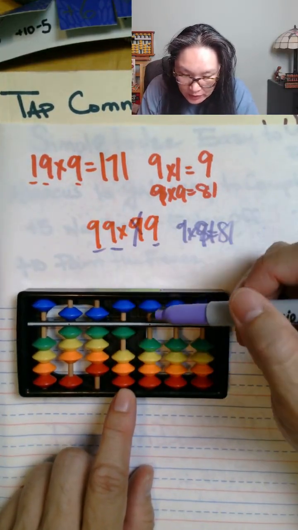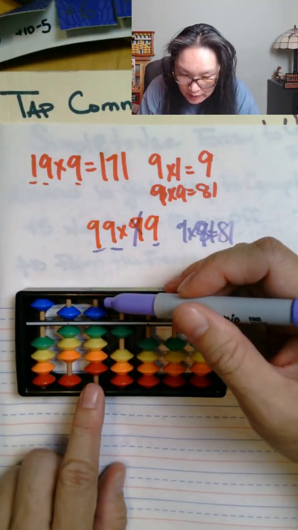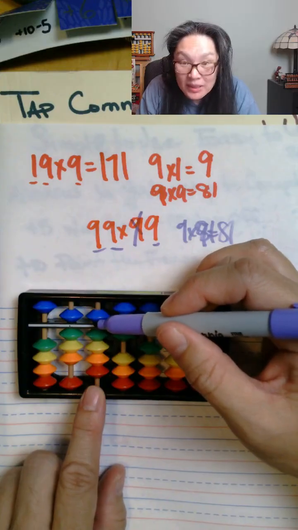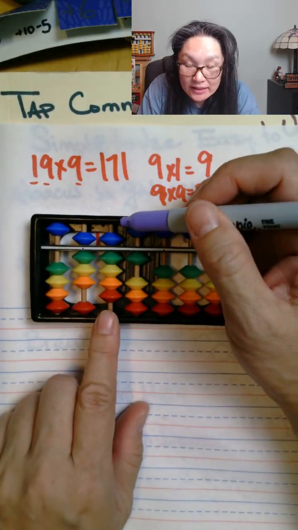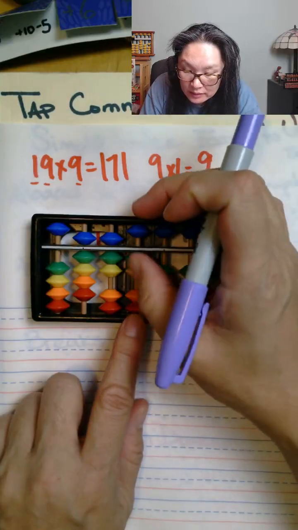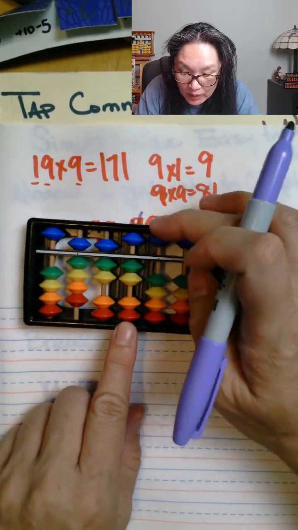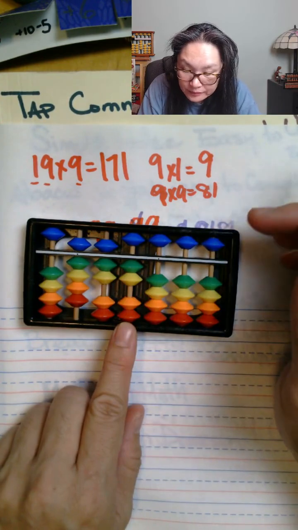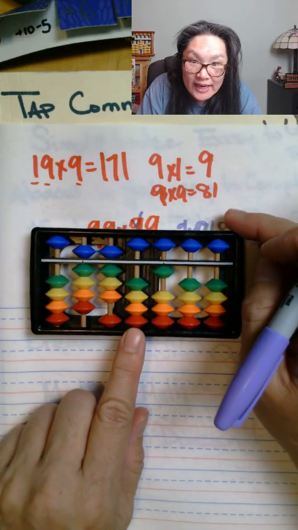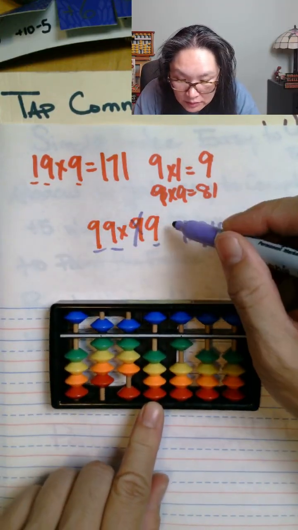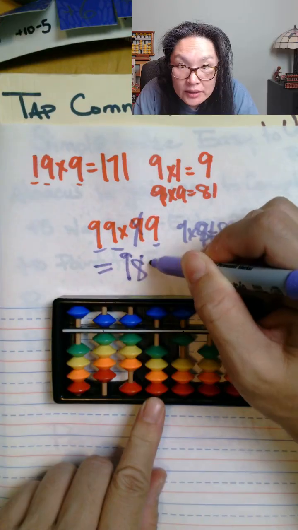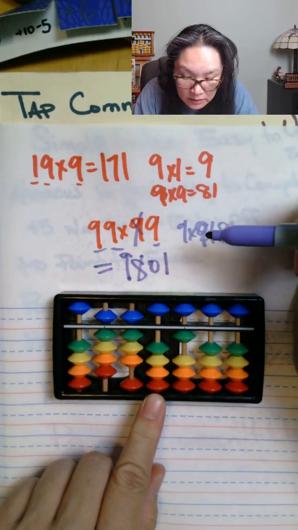1, 2, 3. Plus 80. Plus 1. Plus 8. There's not enough to plus 8 here. So I need to plus the 10 minus the 2. And then plus 1. Plus 81. There's not enough. Plus the 10 minus the 2 plus the 1. So my answer is 9801.